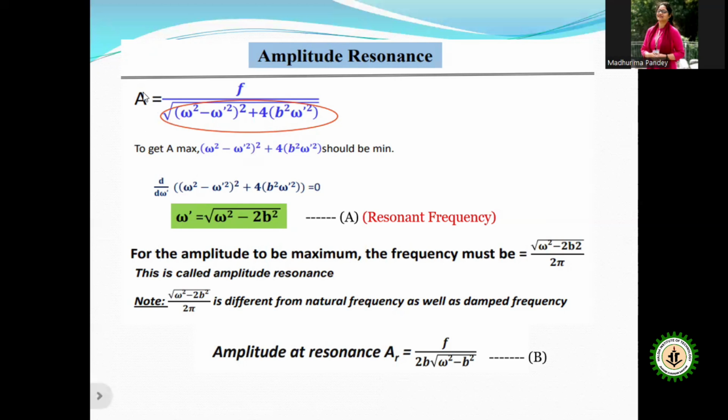Okay, so now the question is what will be the value of amplitude at resonance? For that, we will replace this omega prime term by root over omega square minus 2b square. If you replace it, you can check that the resonance value of amplitude is obtained like this. This part is also important. A question may come on how you derive the amplitude at resonance and what the expression is. First, to get the maxima, we do the maxima-minima condition for the denominator, then we get the value of omega prime, and then just replace omega prime here, and we will get the resonance value.